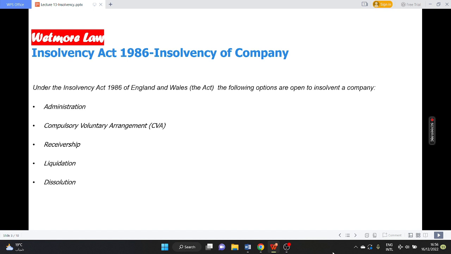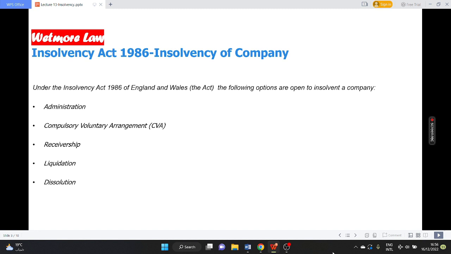Under the Insolvency Act 1986 of England and Wales, there are various ways to make a company insolvent. Number one, administration. This is a temporary delay of action, called a moratorium, to allow a company to restructure. This needs to be initiated by a court order. This can be done promptly and has the benefit of staying the actions of creditors.